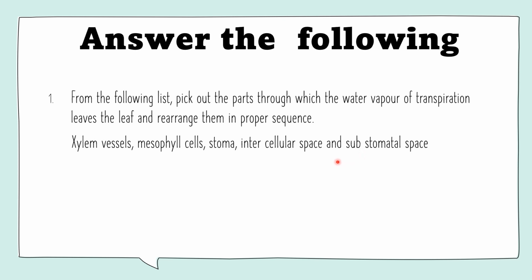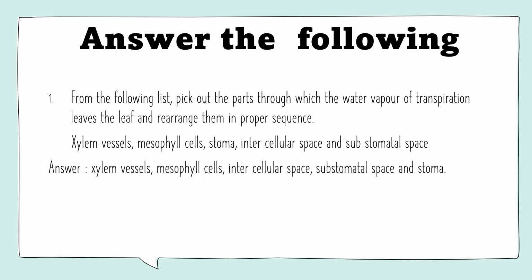Then how to arrange that? Xylem vessels, then mesophyll cells, intercellular space, substomatal space and stoma. In this way, you can arrange the parts. Answer: xylem vessels, mesophyll cells, intercellular space, substomatal space and stoma.